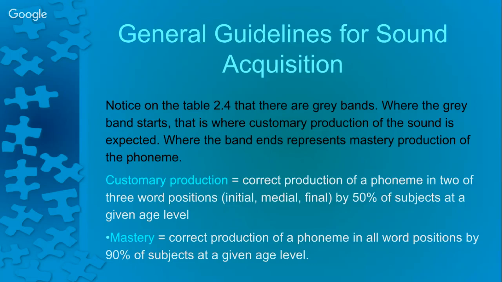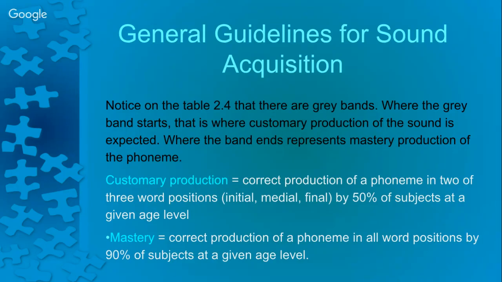So let me explain that again. 50% of 5-year-olds can say k at either the beginning, middle, or end, two of those three positions of words. It is customarily expected that 5-year-olds produce k. That's called customary production.